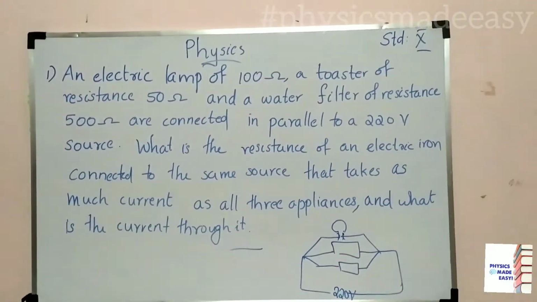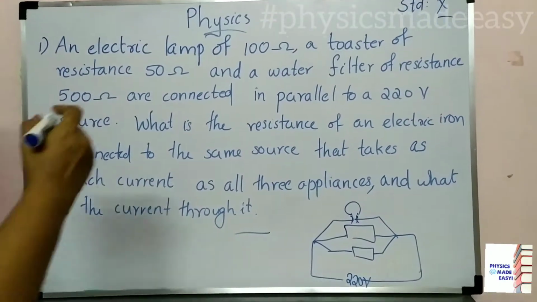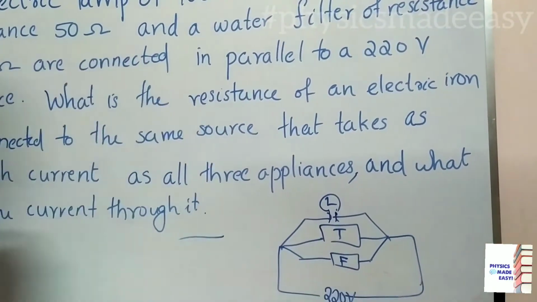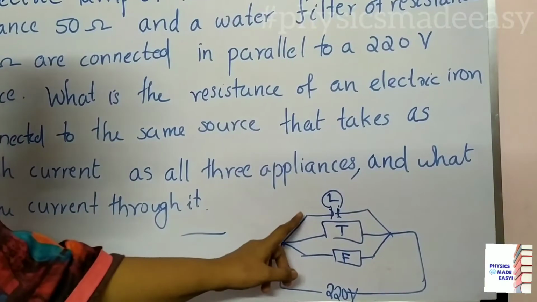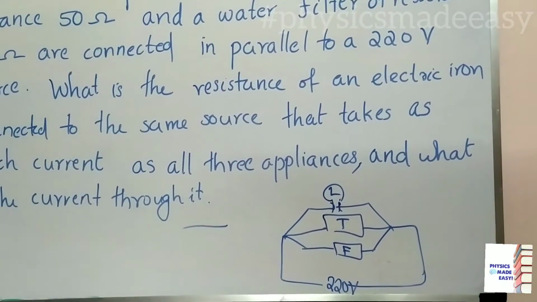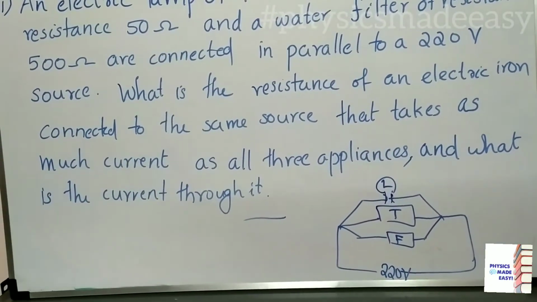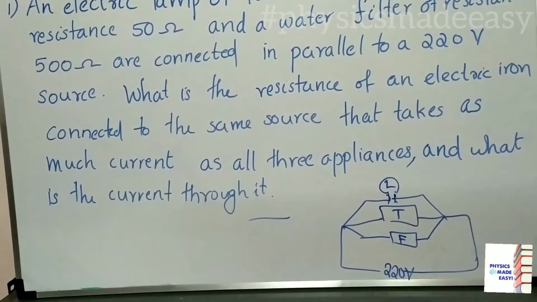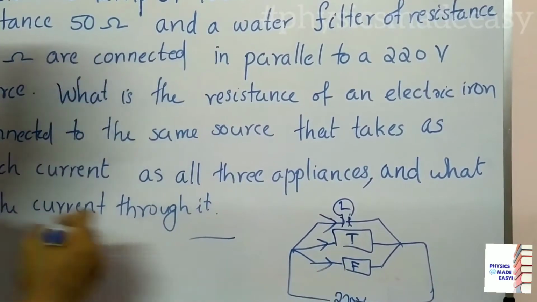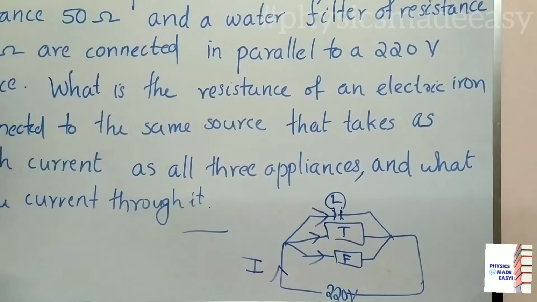Then what is the resistance of an electric iron connected to the same source? Listen here, children, this is the lamp, this is the toaster and the water filter also here. All these appliances are connected in parallel to this 220 volt. Due to this potential difference, the current will pass through this, and this is a parallel combination. So the current passing through each appliance will be different, but here we can take the total current passing through this as I.